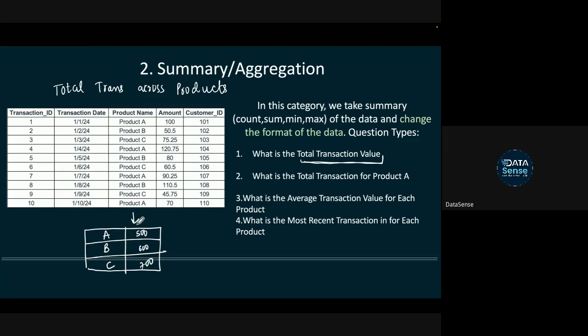When I ask you, tell me total transaction across products, or total transaction value, or average transaction value for each product, do you see a change in primary key? What is the primary key now in this particular data set?